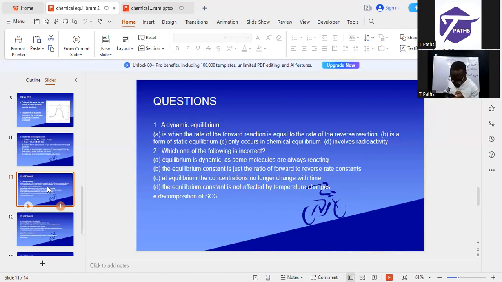D, the equilibrium constant is not affected by temperature changes. Is it not affected by temperature changes? No, it is affected by temperature changes. So the answer is what? It is D, because they said incorrect.